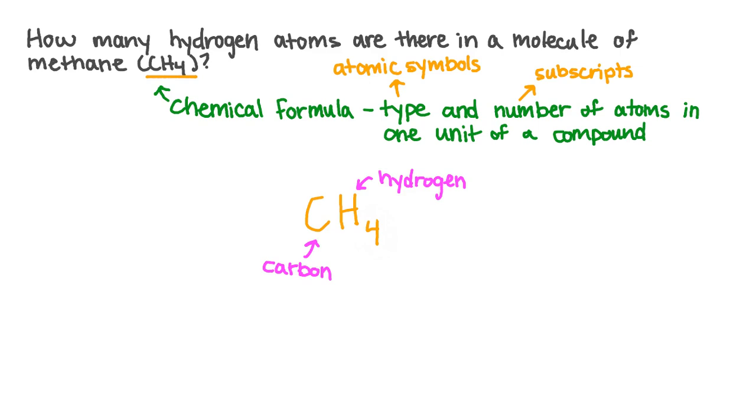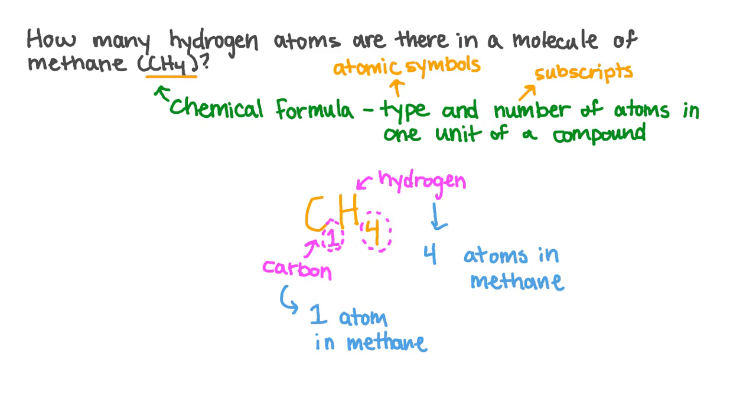So from the chemical formula CH4, we can tell that methane must contain carbon and hydrogen. If we look at the subscript, carbon has no subscript. This is because, by convention, we leave off the 1 in the chemical formula if there's only one of an atom in a compound. So that means that there is one carbon atom in a methane molecule. And we can see that there's the subscript 4 next to hydrogen, which means that there's 4 hydrogen atoms in methane. This question asked us how many hydrogen atoms there are in a molecule of methane, and as we just discussed, there are 4.